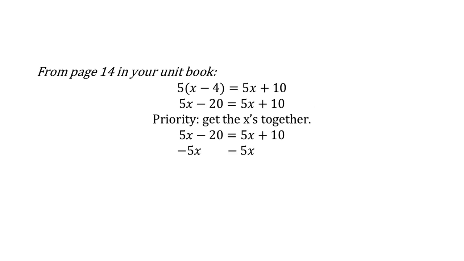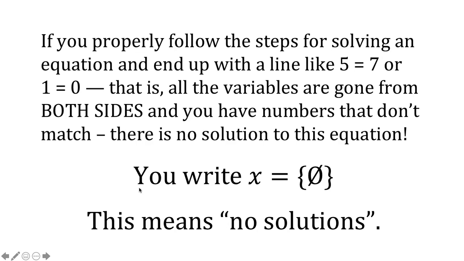I do that, and then on the left all I've got is minus 20. But when I do 5x minus 5x on the right, all the x's are gone from there as well, and I have just 10. So all the x's are gone, and I've got two numbers that are not equal to each other, yet there's an equal sign. This equal sign is a dirty lie. This is impossible. It cannot work. Let's try adding 20 to both sides, maybe to see if that helps at all. It doesn't. I just end up with 0 equals 30. That's also not true.